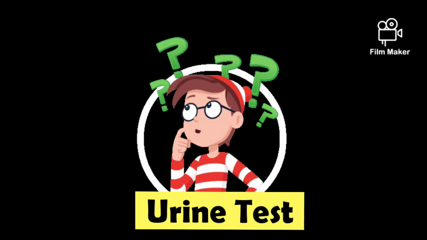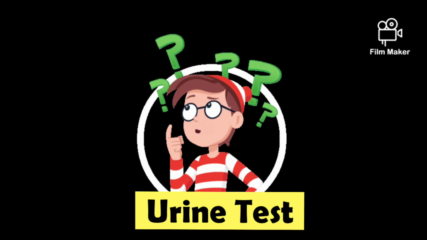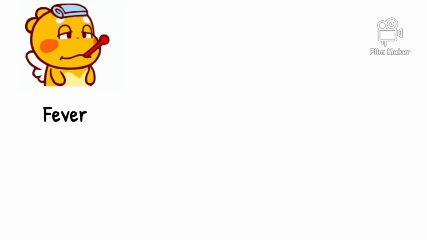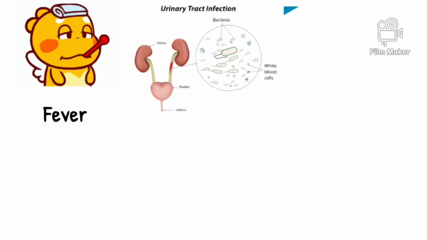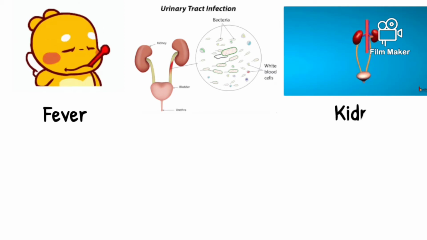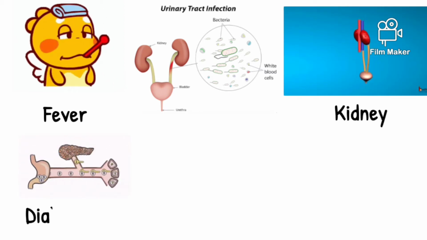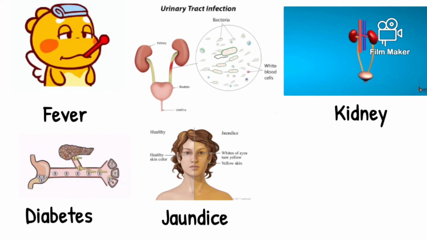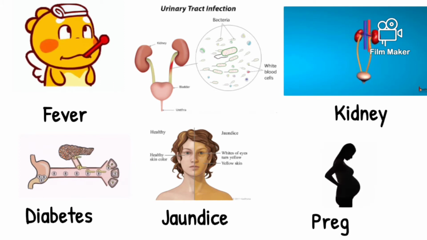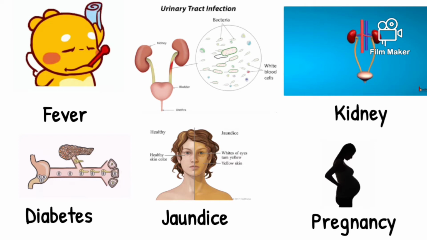Coming to the topic, urine examination. Why is a urine test advised? Urine test is a routine test, and generally it is advised when a person has fever or urinary tract infection, kidney disorders, or diabetes mellitus, that is sugar, and in conditions with jaundice and pregnancy. These are some of the conditions where a urine test is advised.